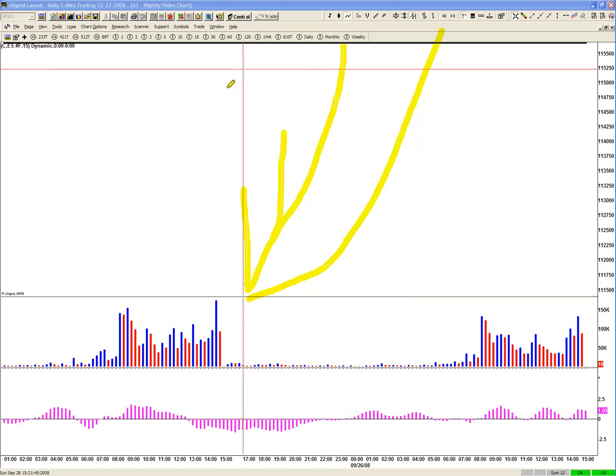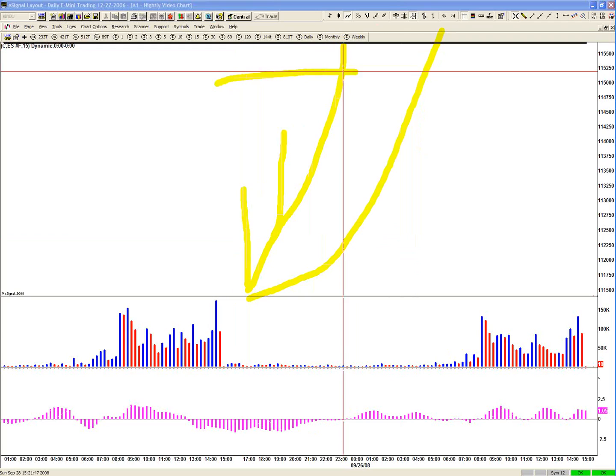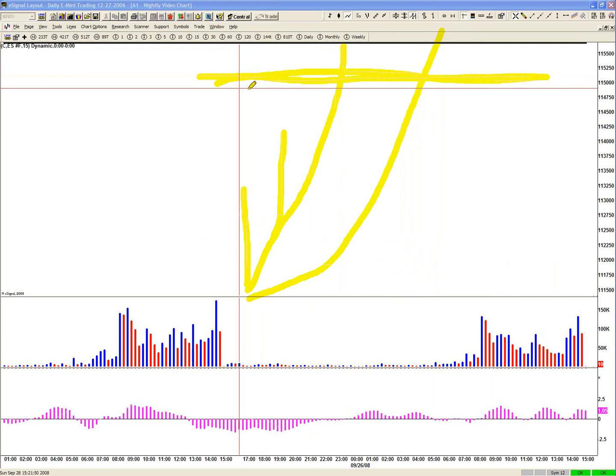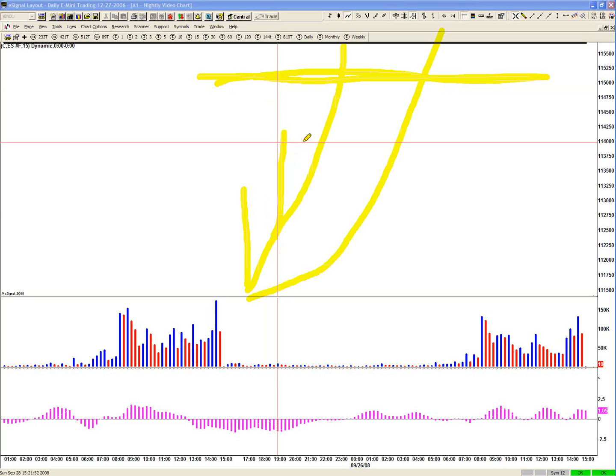If you see enough potential after two wide range bars, if the next resistance level is way up here, and you feel that the price is going to make it to that level, you have a couple of different options.